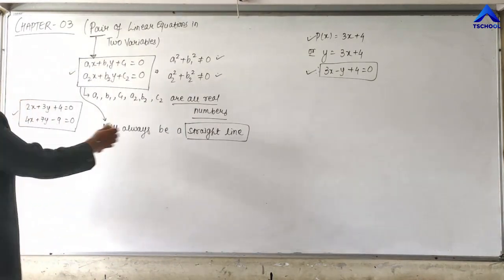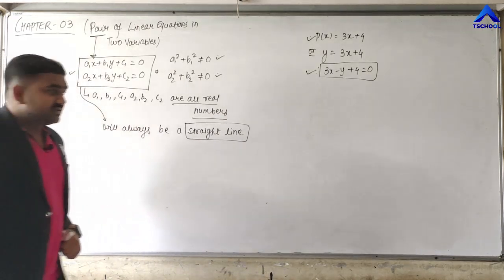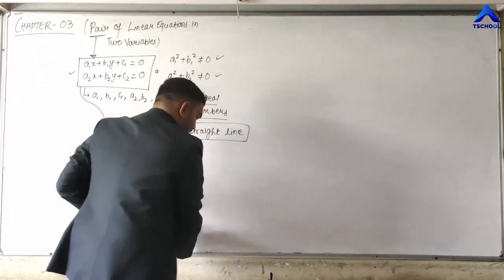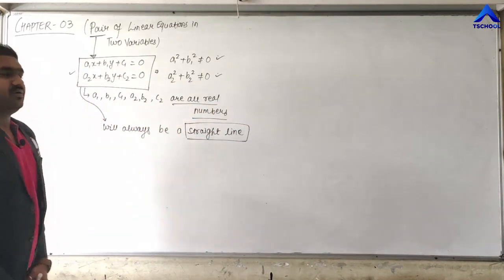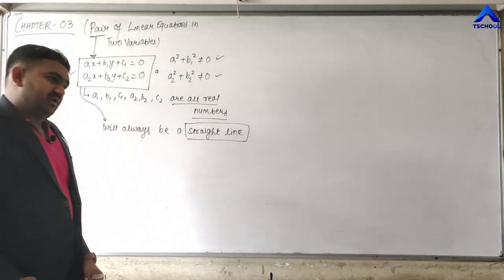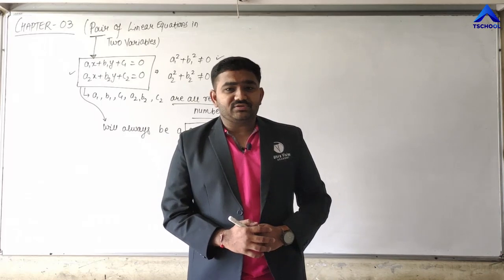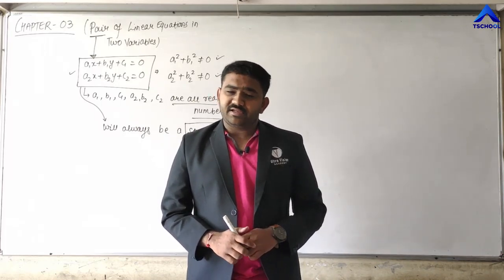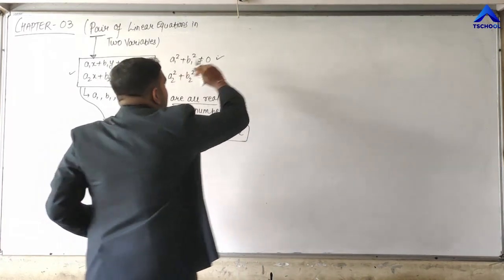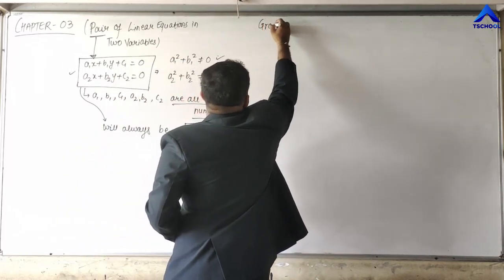Now, if it is clear till here what a pair of linear equations suggests, defines, or what is the nature of a pair of linear equations in two variables, then we are going to plot them on the graph. We discussed earlier how to plot a linear polynomial on a graph, right? In the same way here also we are going to discuss how it is going to be plotted on the graph. So let us discuss the graphical representation.